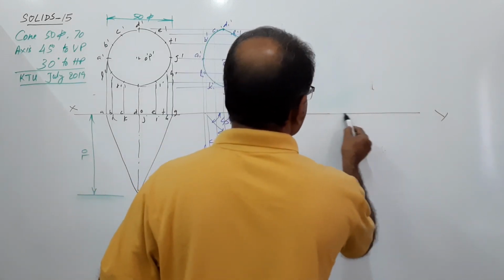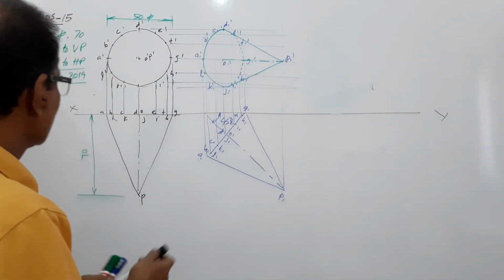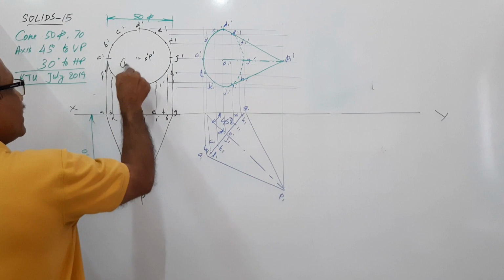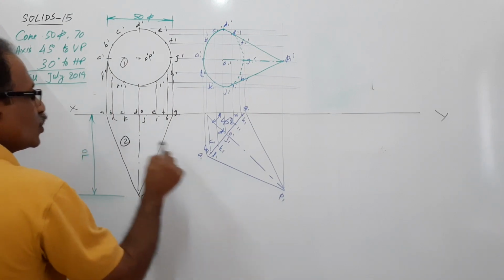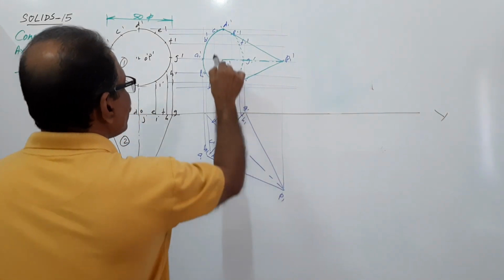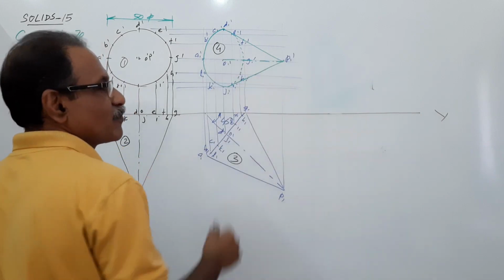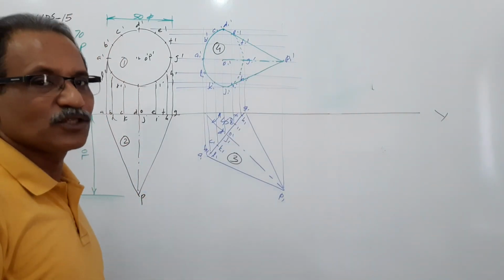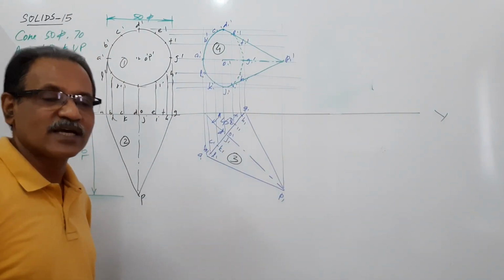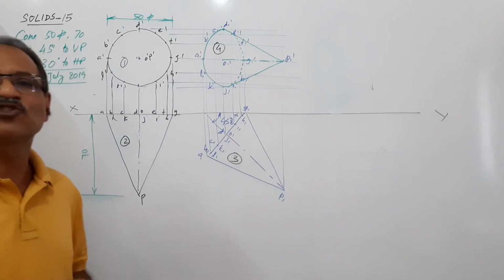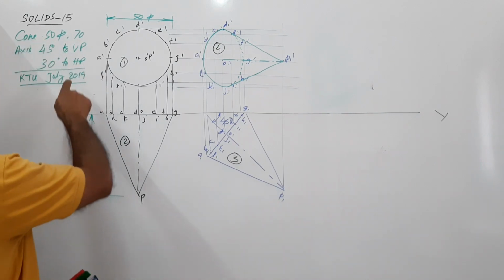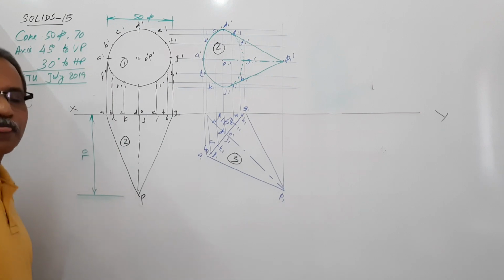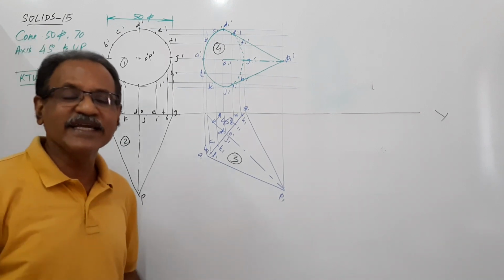Now, this elevation has to be redrawn. What is the sequence? 1, 2, 3, 4, now 5. How will you redraw the elevation? To redraw the elevation, there are two requirements. One is the axis has to make 30 degrees to HP.